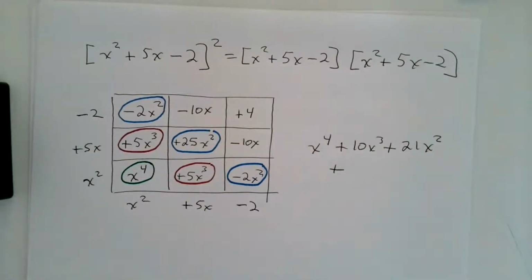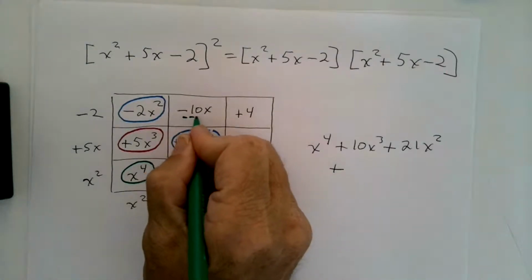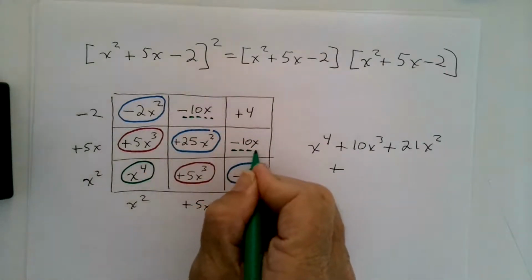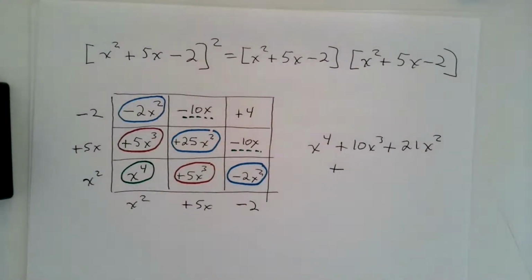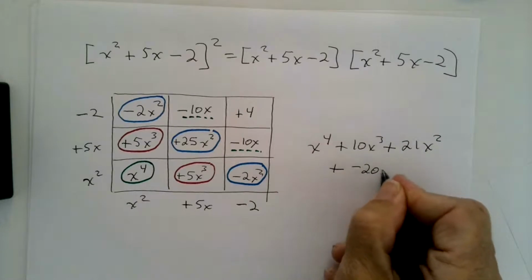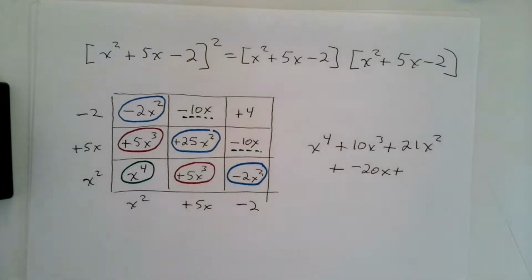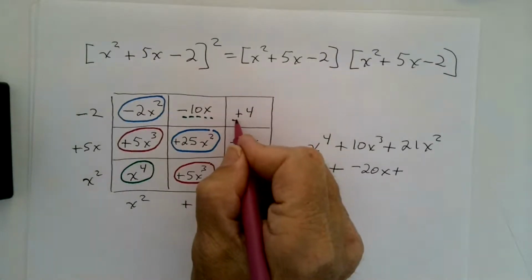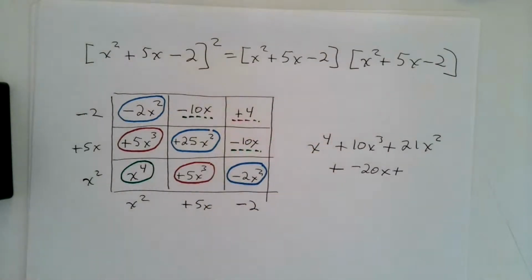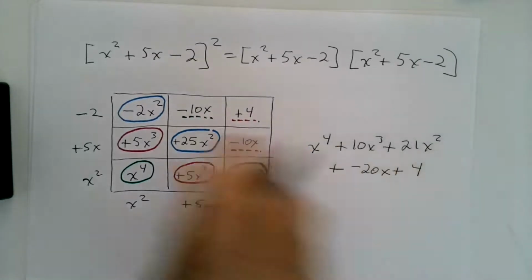plus, now where are the x terms? I'll go ahead and underline that in green. Negative 10x and negative 10x would give me negative 20x. Plus what's left? All I have left, I'll underline in this reddish, is 4. So I'm able to combine the like terms inside the box.